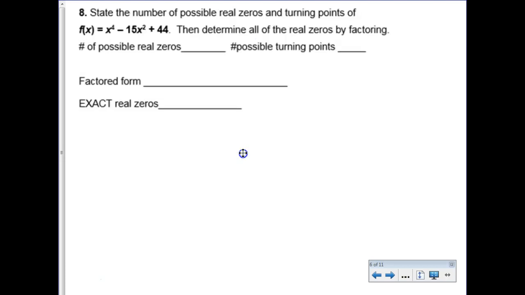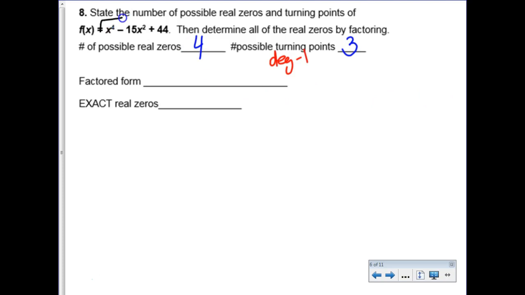Now here, you also do not have to touch the calculator. So put the calculator away for a moment. The number of possible real zeros, and I should say rational zeros, is indicated by the degree. So the degree here is 4, which means there's at most 4 rational zeros. Do you remember how we find the possible number of turning points then? 1 less than that, so 3. So whatever the degree is, minus 1.